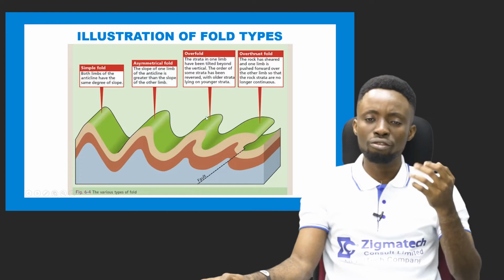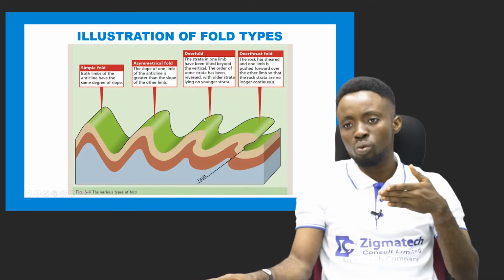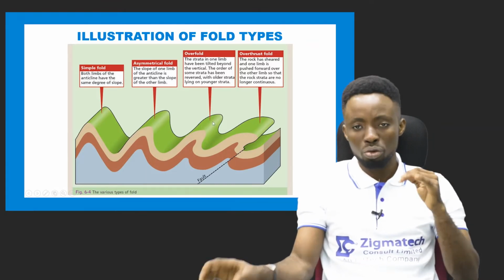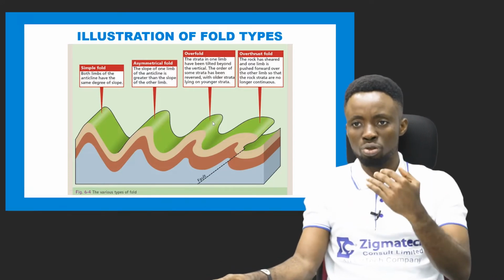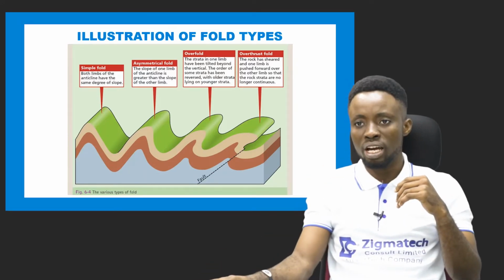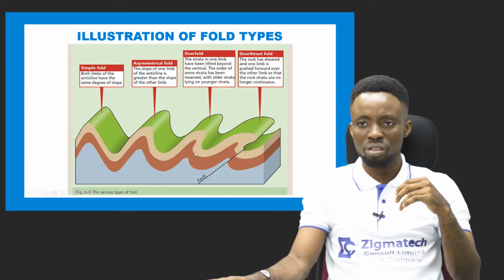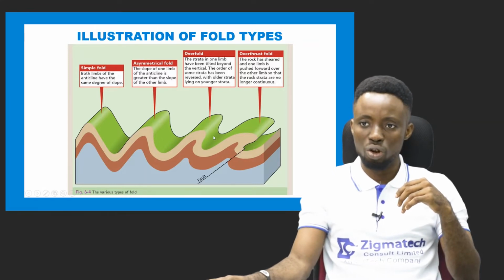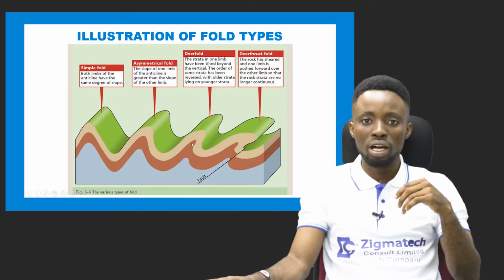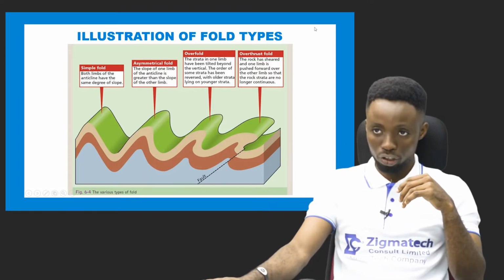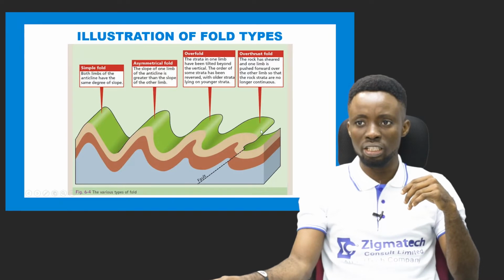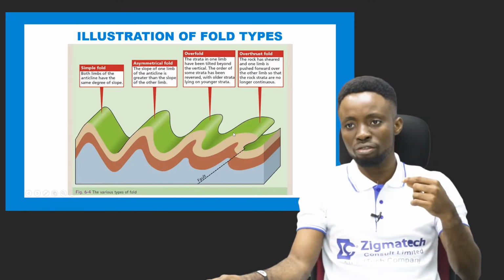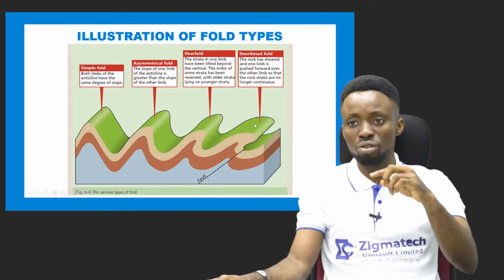Then here we have the overfold. In the overfold, the strata in one limb has been tilted, as you can see here, beyond what it's supposed to be, like beyond the vertical, and the other has been reversed. So you have the older strata of rock lying right on the younger strata of rock. Then for the overthrust, as you can see, the limb is tilted further when you compare it with the overfold.